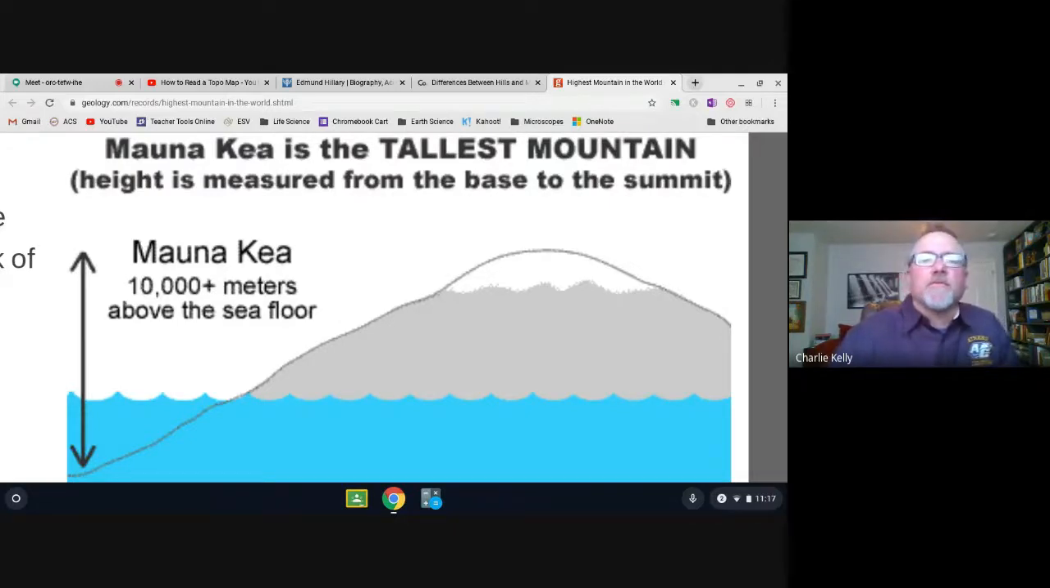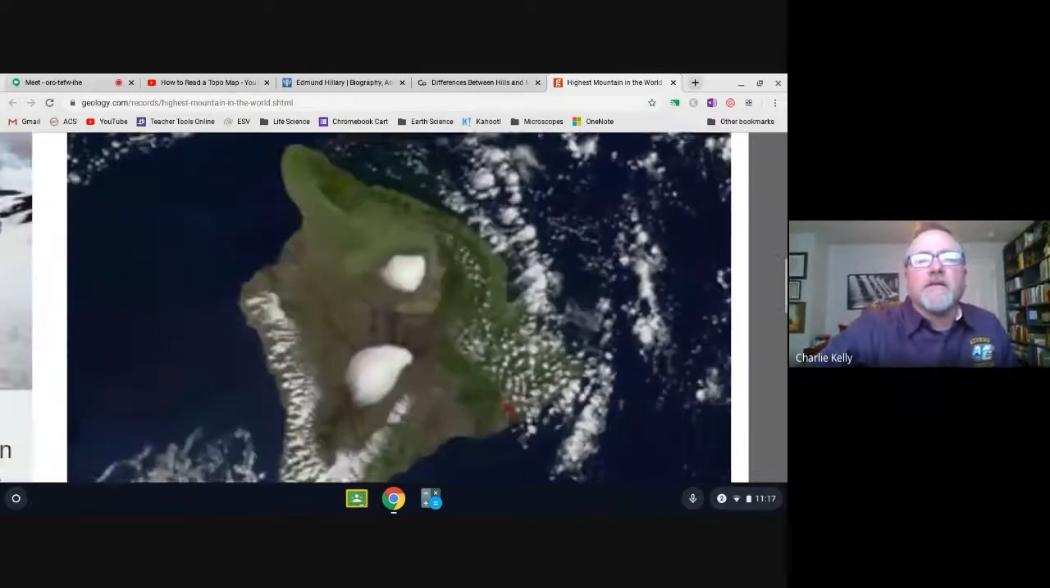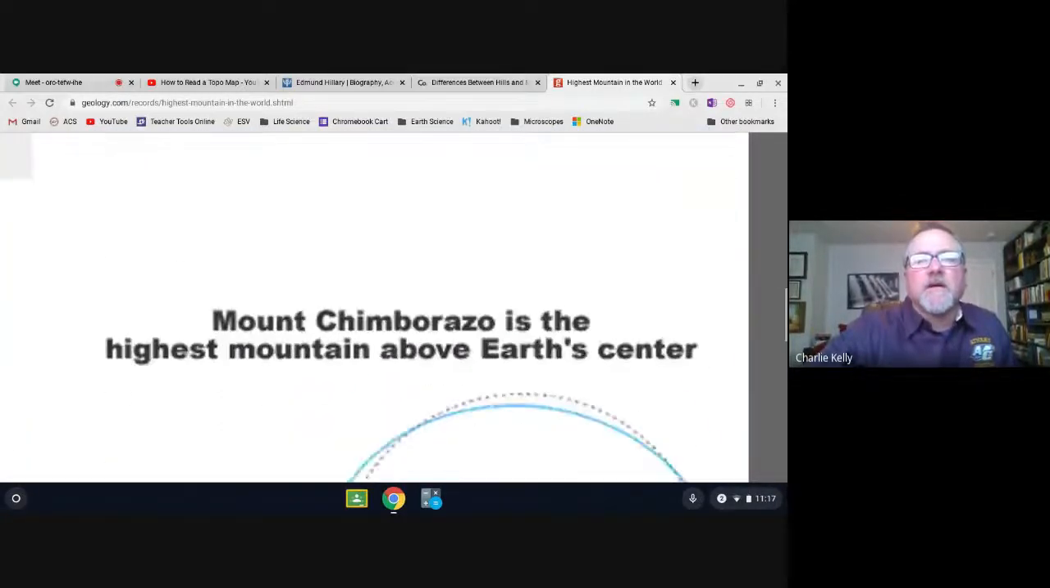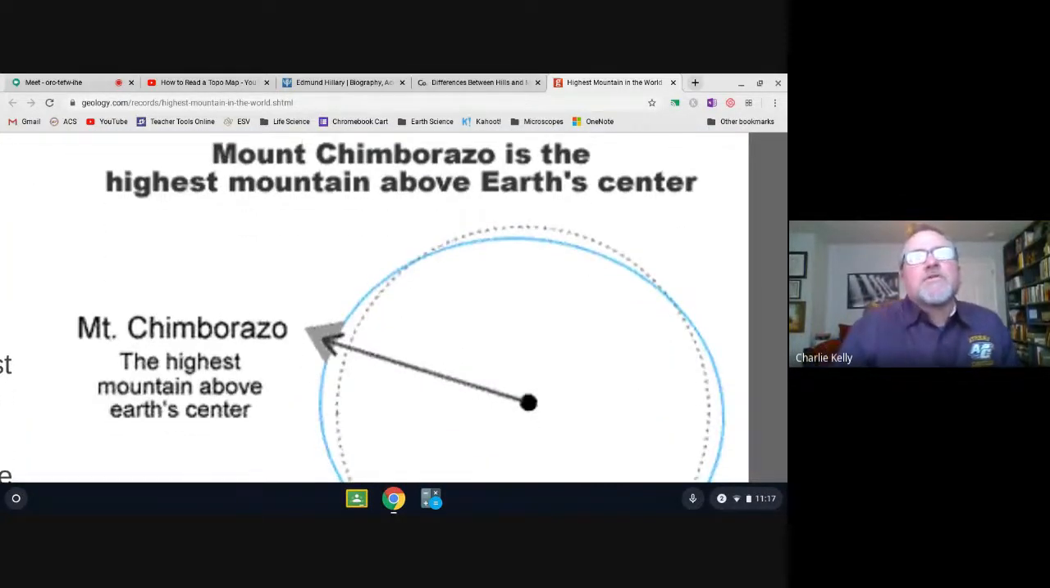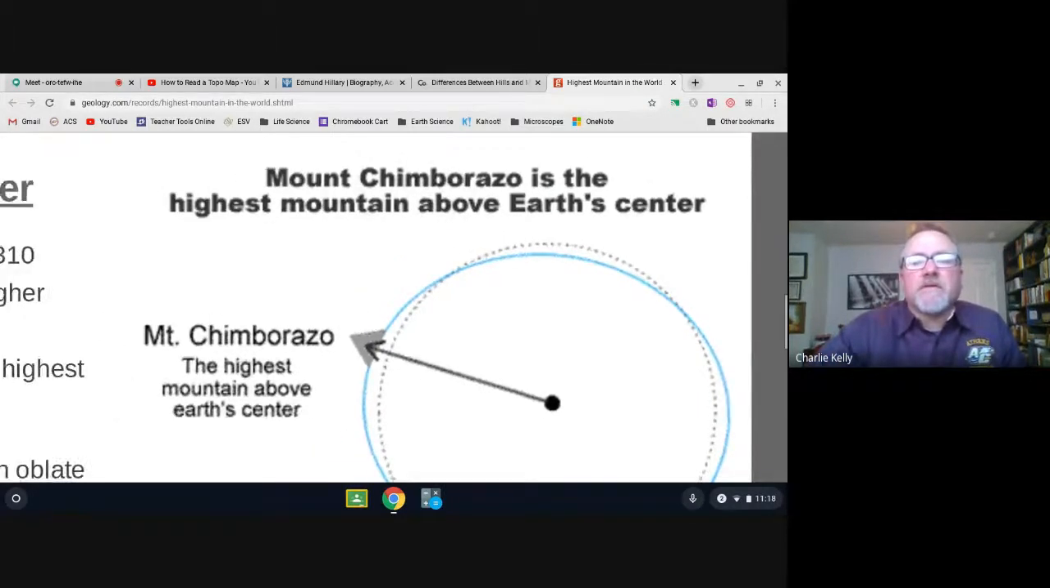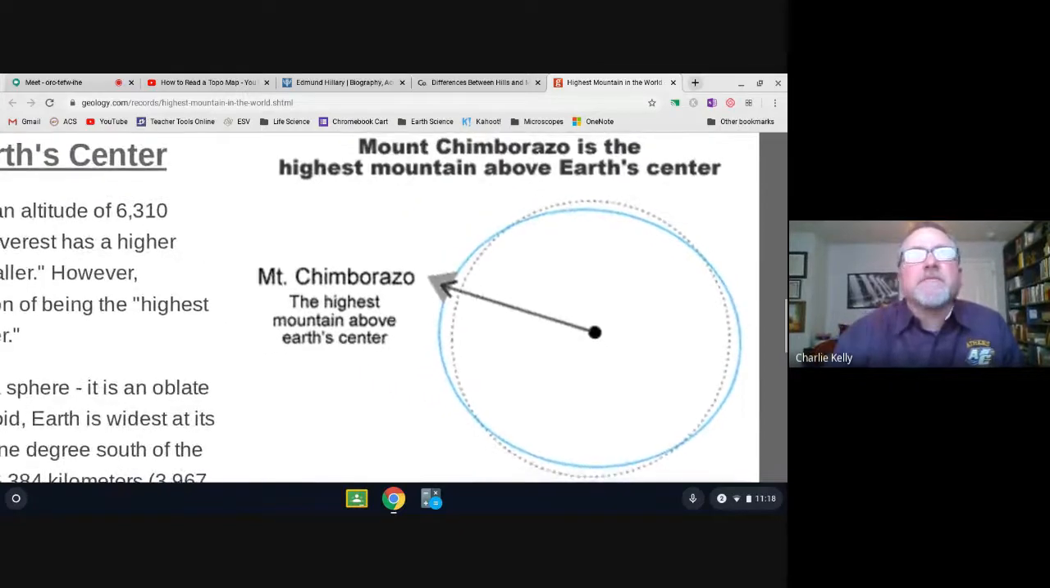Let's look at a different one. Let's look at Chimborazo, highest above the Earth's center. Let me zoom out just a little bit where you can see. Chimborazo in Ecuador has an altitude of 6,310 meters. That's 20,703 feet. Mount Everest has a higher altitude, and Mauna Kea is taller.